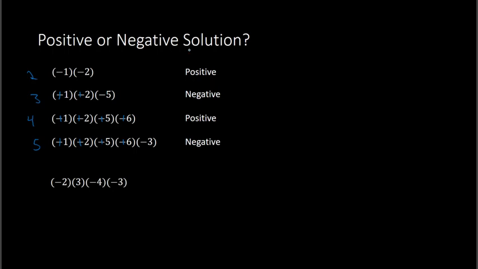So looking here, we have this question, -2 times 3 times -4 times -3. Would this be a positive or negative solution? Well, we have 1, 2, 3 negatives. 3 is odd, meaning that would be a negative solution. And that concludes our lesson for today.